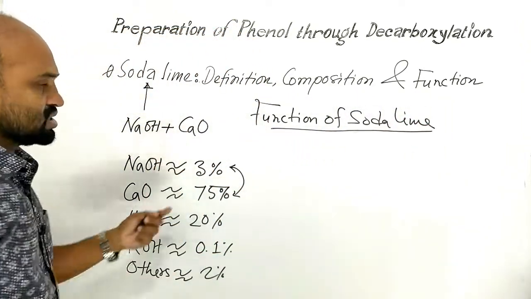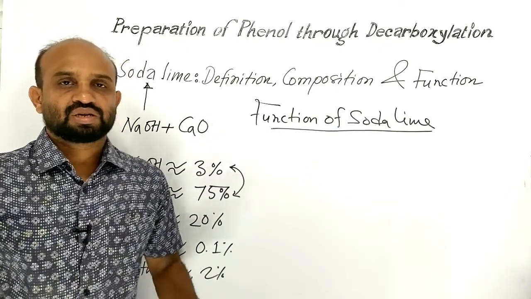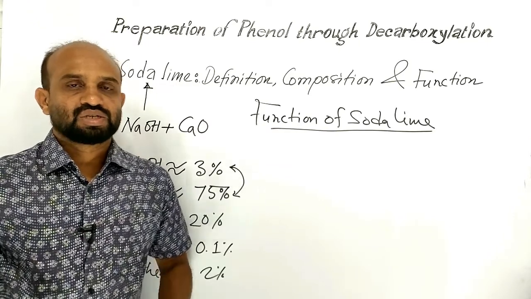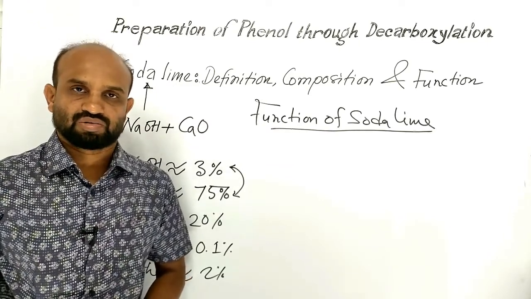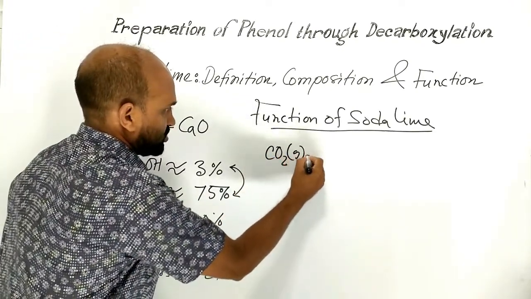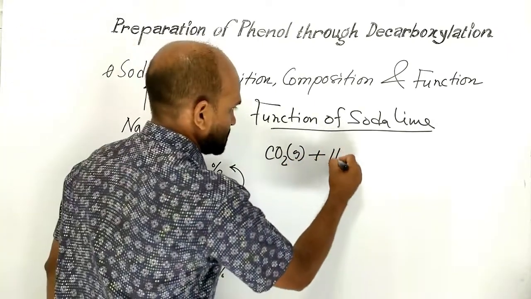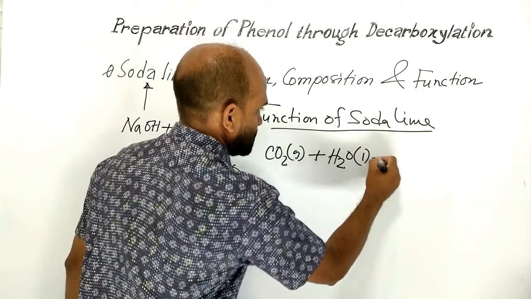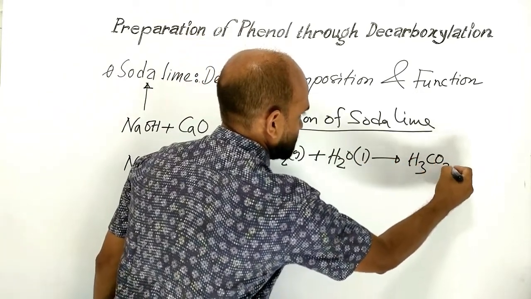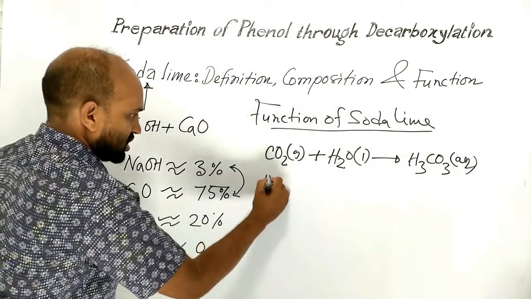Soda lime basically acts as a carbon dioxide absorbent. It's a kind of carbon dioxide absorbing chemical. Now let's see how it absorbs carbon dioxide. Carbon dioxide gas is absorbed by water first to form carbonic acid.